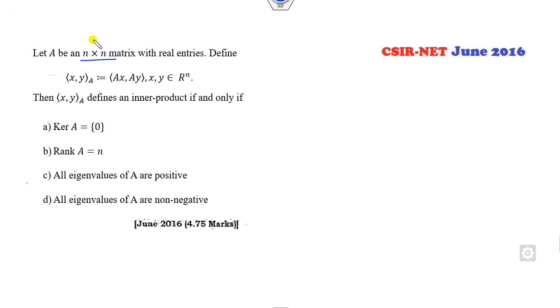Okay, again A is n cross n. I can choose n as 2, such that x comma y is equal to Ax comma Ay. It is given to you. Then which of the following define the inner product if and only if rank, eigenvalues and so on? Very simple. How can you find the eigenvalues? If I prove that this is a symmetric matrix, an idempotent matrix, or anything else.